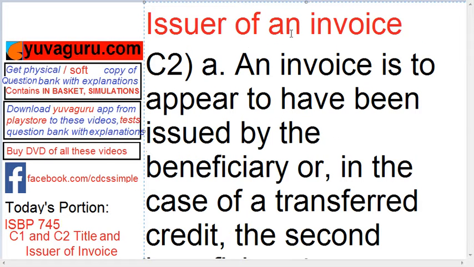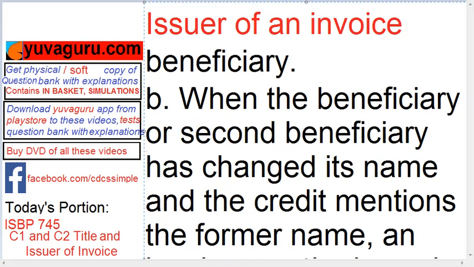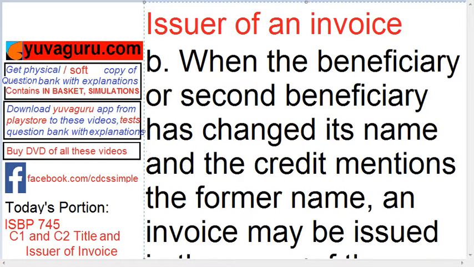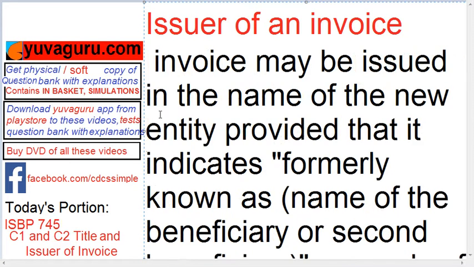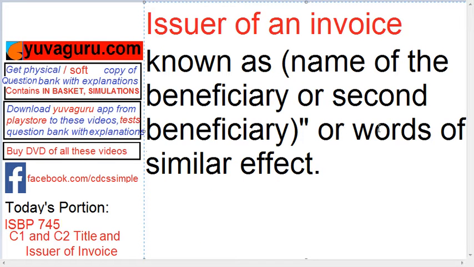C2A. Issuer of an invoice. An invoice is to appear to have been issued by the beneficiary, or in case of a transferred credit, the second beneficiary. Quite plain and simple. B. When a beneficiary or the second beneficiary has changed its name, the credit mentions the former name, and an invoice may be issued in the name of the new entity, provided that it indicates "formerly known as" the name of the beneficiary or second beneficiary as it was in the credit, or words of similar effect.